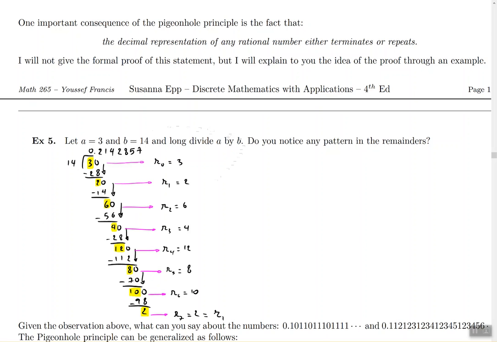So that's the idea behind what they're saying in the definition, that the decimal representation will either terminate or repeat. It cannot be always something brand new every single time, at least not for rational numbers. Again, that's because there are only 14 possible remainders: 0, 1, 2, 3, all the way up to 13. It cannot be anything else. So it has to repeat, or it has to terminate.